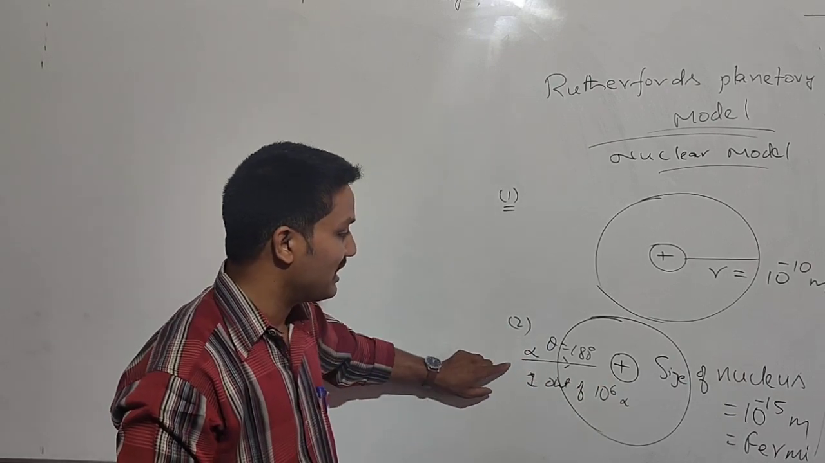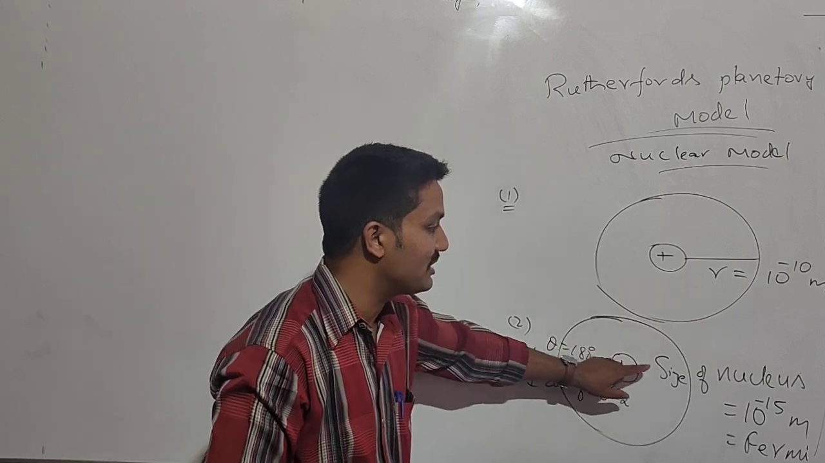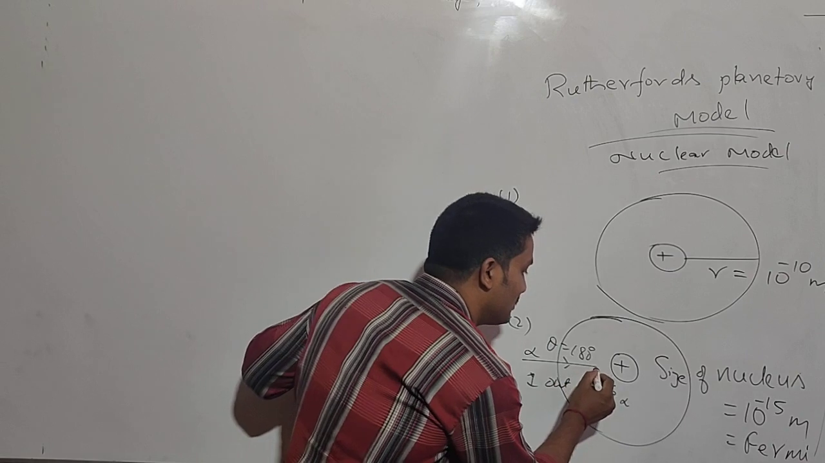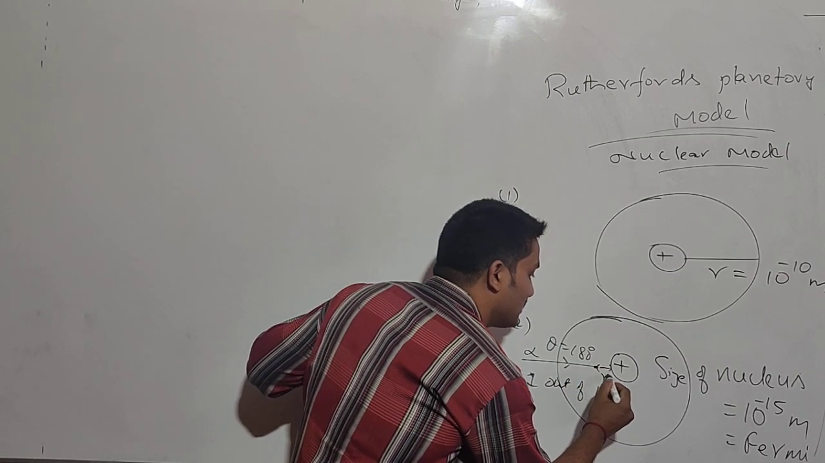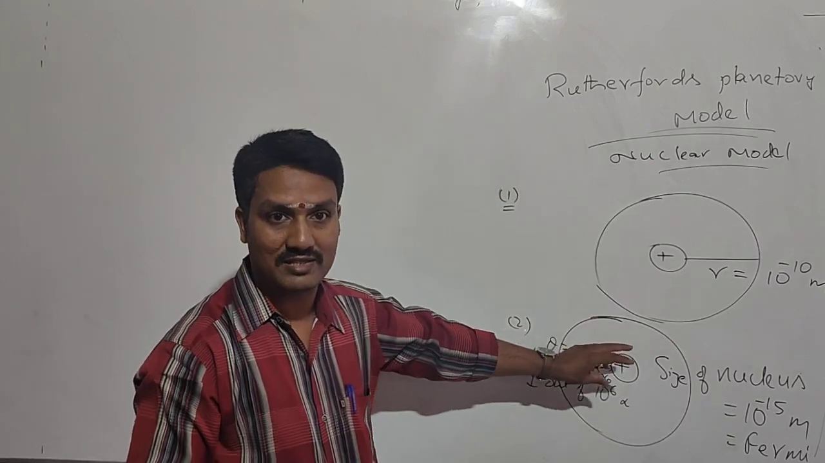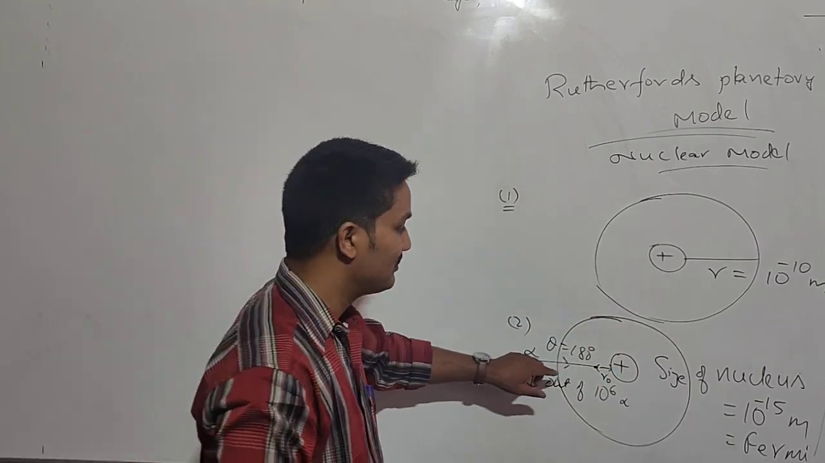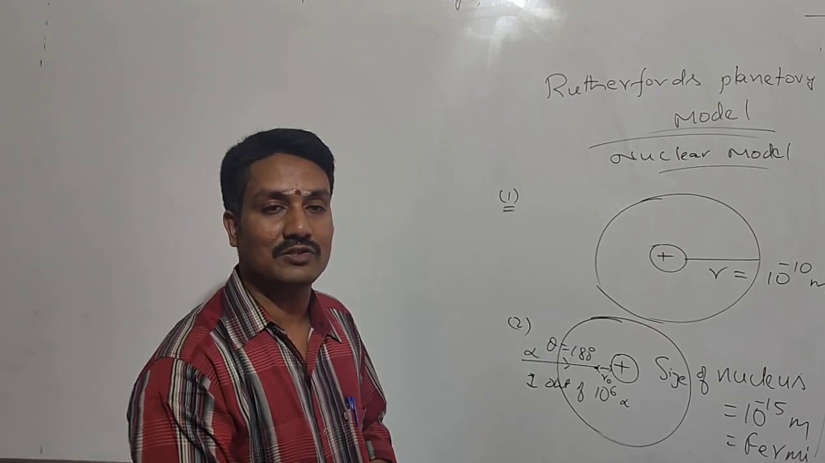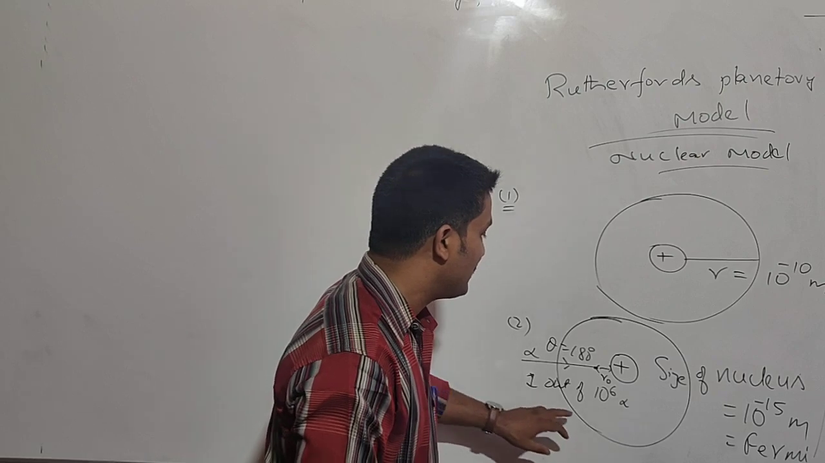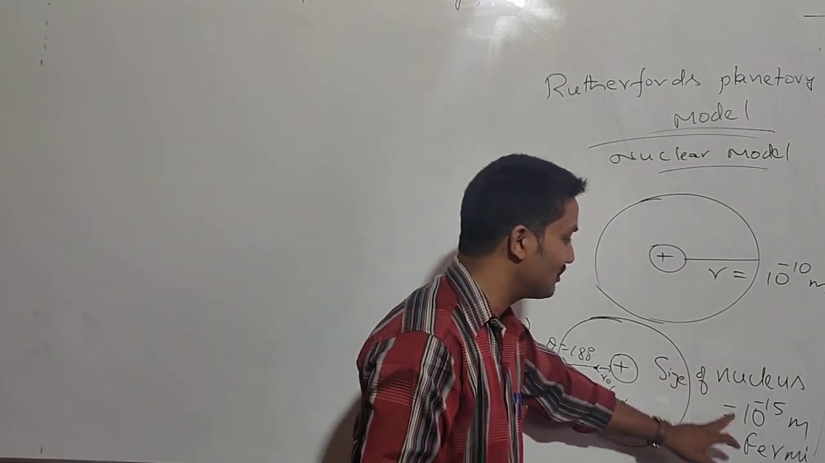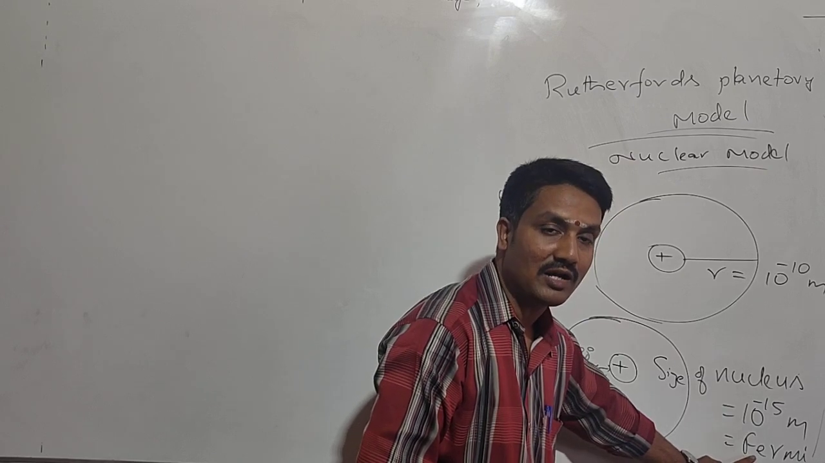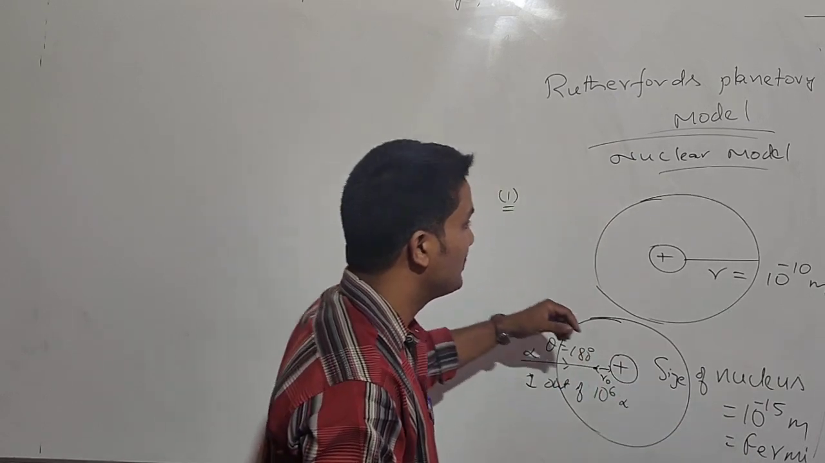Hence, where the head-on collision takes place, the size of the nucleus is calculated using r0, the distance of closest approach. Just in the last class it was calculated. How much did we get? r0 is on the order of 10 power minus 14 meters. By means of this, the size of the nucleus was calculated as 10 power minus 15 meters, in the order of Fermis.